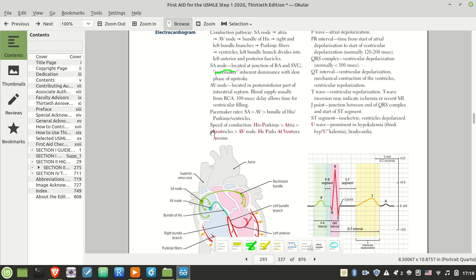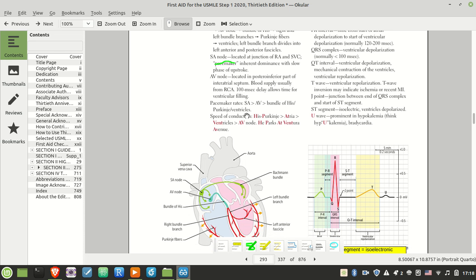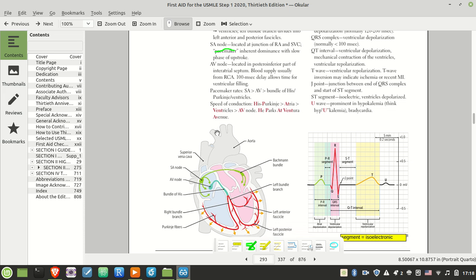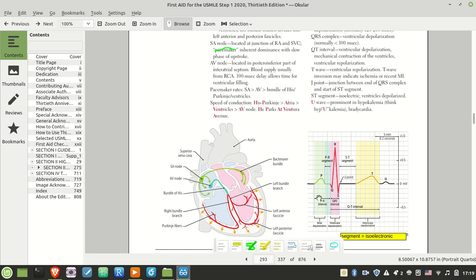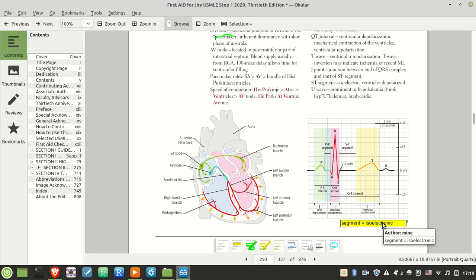And then the speed of conduction. This is kind of important in the sense that it will be tested. Obviously, your Purkinje fibers, which cover the entire heart here, have to go real fast. So in that sense, it's kind of easy to remember. What else are we looking at here? P wave, atrial depolarization. Okay. Really quickly, segments are isoelectric: PR segment, isoelectric. ST segment, isoelectric.